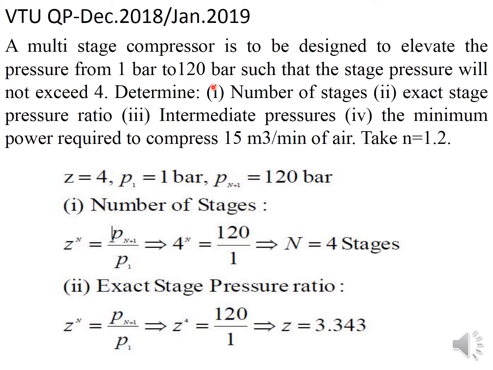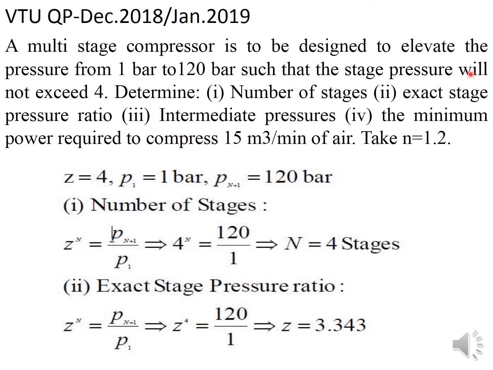If you want to increase from 1 bar to 120 bar in a single stage, it is very difficult. So we need to adopt a multi-stage, such that the number of stages will not exceed 4. That means 4 cylinders only he needs to use. Determine the number of stages. Is there anything difficult to determine? Already he has given. Should not exceed means maximum we should use 4. So the number of stages, the answer is 4.